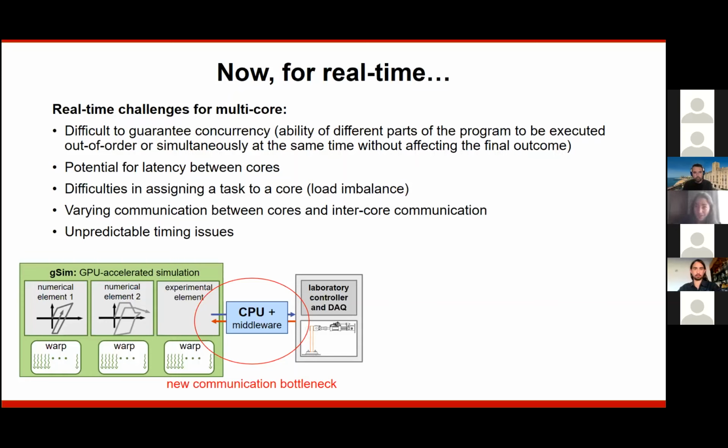So I have other slides, but I think I'm over time because I see your face. So, and I was talking so fast too.